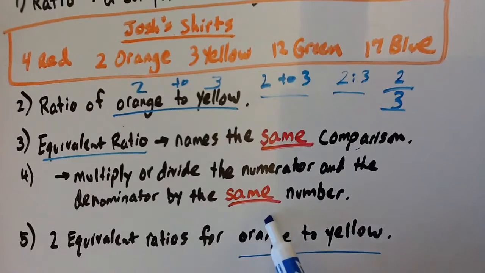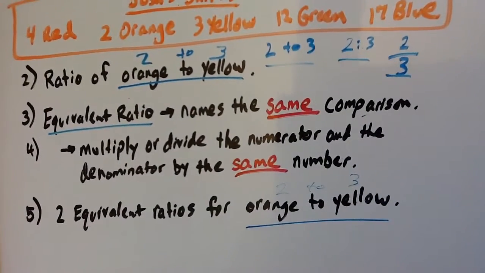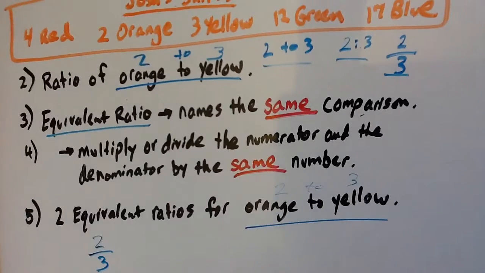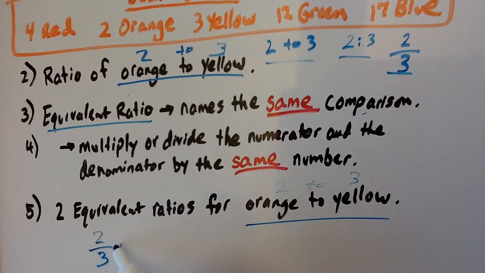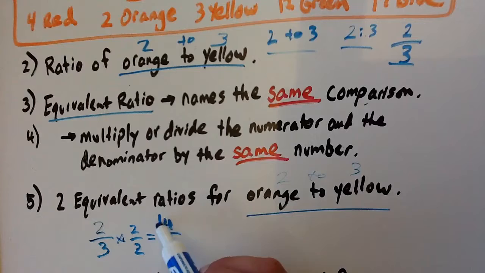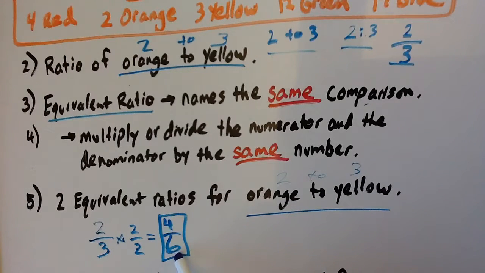So we already said this is 2 to 3. That's the ratio, 2 to 3. So I'm going to write it as a fraction, 2 to 3. And to get an equivalent ratio, let's multiply the top and the bottom by the same number. Let's multiply by 2 over 2. So on the top I have 2 times 2, which is 4, and on the bottom I have 3 times 2, which is 6. So this is an equivalent ratio for 2 to 3. We would say 4 to 6. So this is one equivalent ratio.